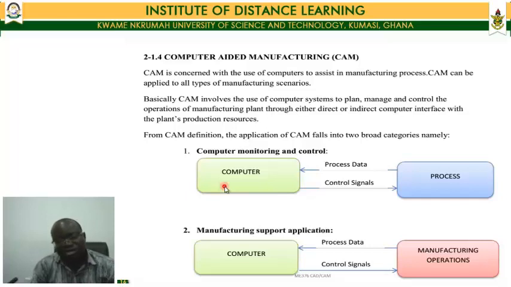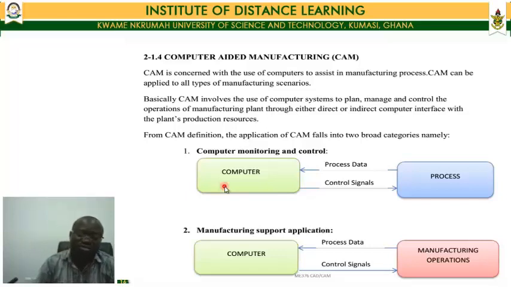Now, when it comes to computer-aided manufacturing, we have talked about computer-aided design. So now let's look at computer-aided manufacturing. Computer-aided manufacturing is basically using computers to assist in the manufacturing process. Now, basically, if you look at CAM, you can apply it to all types of manufacturing scenarios.